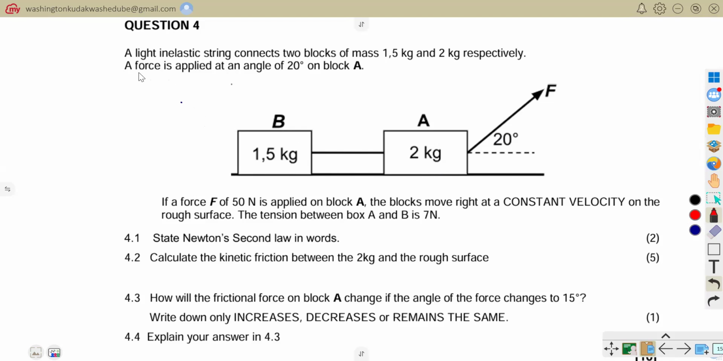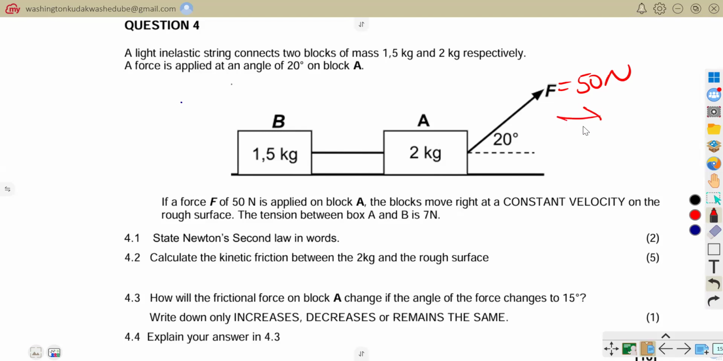A light inelastic string connects two blocks of masses 1.5 kg and 2 kg respectively. A force is applied at an angle of 20 degrees on block A. This is the force, and these are the blocks. If a force of 50 newtons is applied on block A, the blocks move right at a constant velocity.